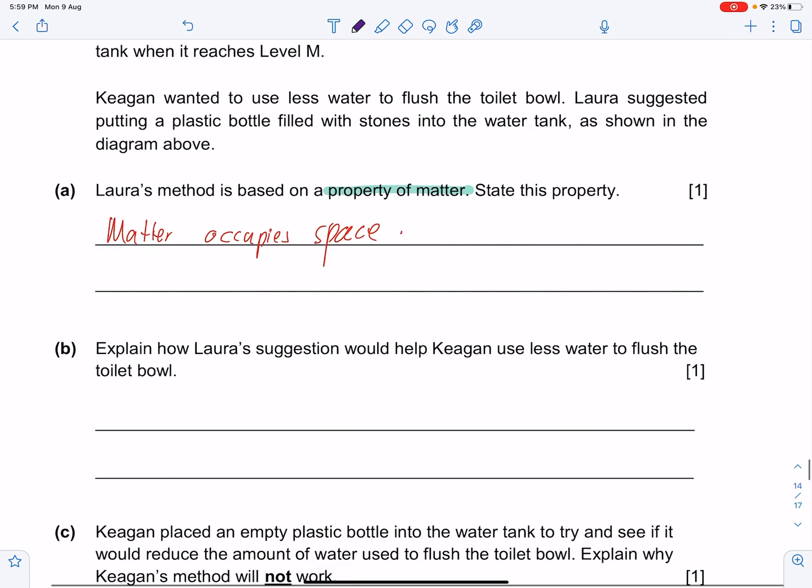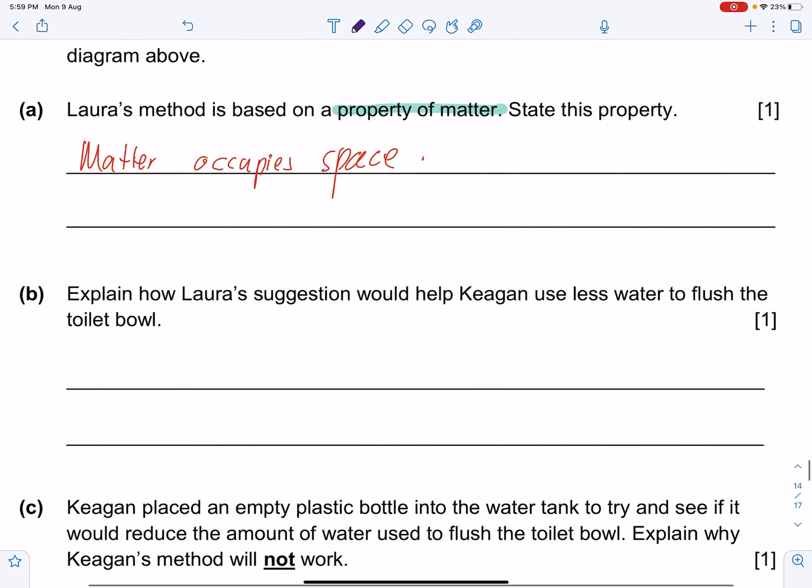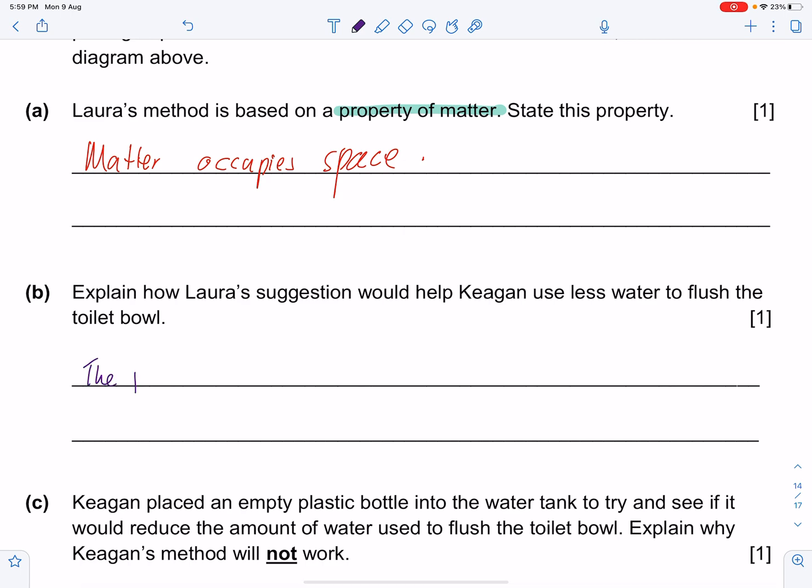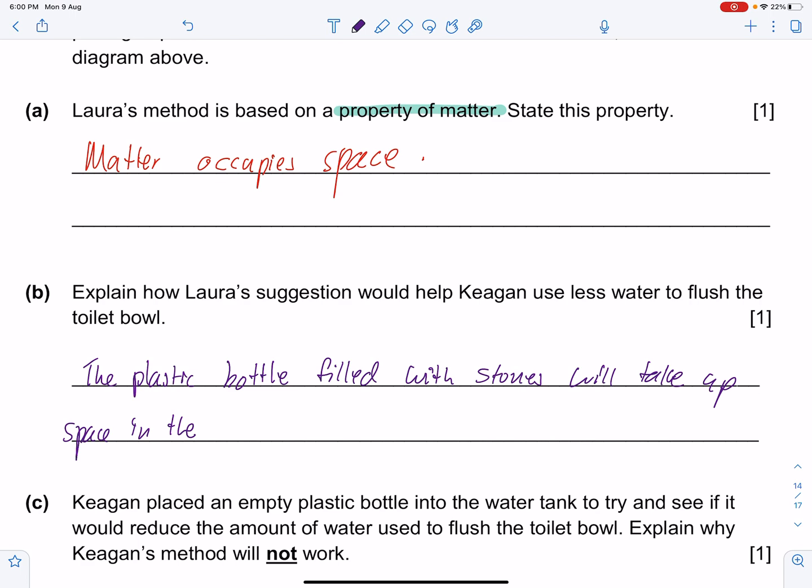Alright? So let's pen it down. So we can say that the plastic bottle filled with stone will take up space in the tank. So because of that, less water is needed to fill the tank. Okay.